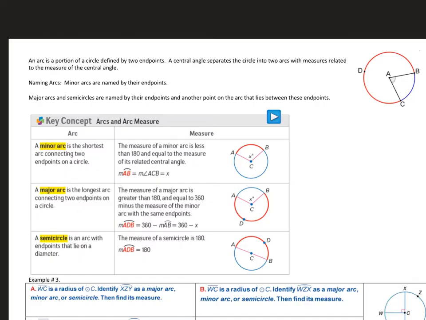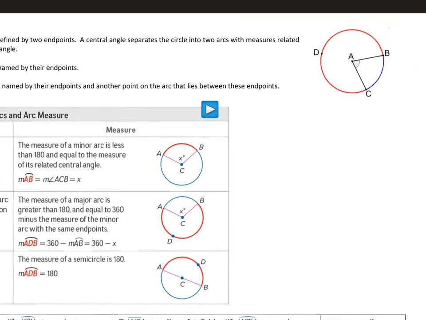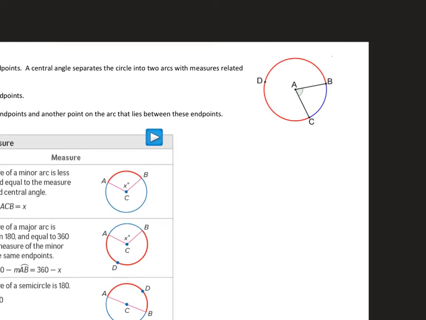An arc is a portion of a circle defined by two endpoints. A central angle separates the circle into two arcs with measures related to the measure of the central angle. If I take a look over here, I have a red arc, from B through D to C, that I'll highlight in red. That is an arc right here. And then I have another arc, this blue arc from B to C.